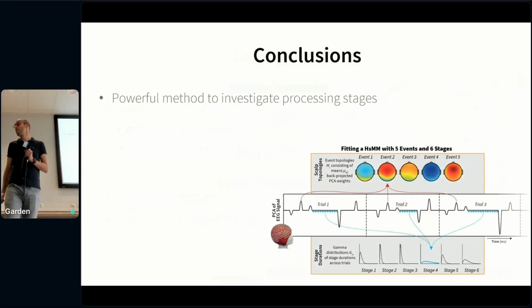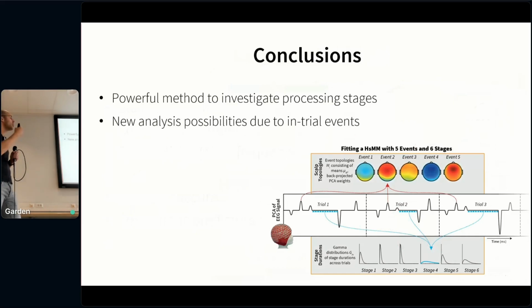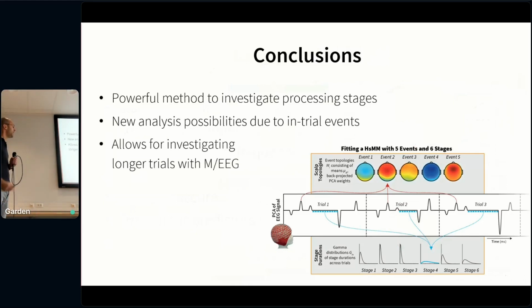So what can we conclude? Well, I think this is a powerful method to investigate processing stages. Then, if you don't believe in those labels that I put on the stages, which I can imagine, I do think it gives you new analysis possibilities due to those in-trial events. And for that, it's also less important to detect the exact right number of events. You can just say, okay, I take the most prominent one, and I use that to separate my trials into 2 different parts and do, for instance, ERPs on this one event in the middle. And I think this is something we should still investigate further.